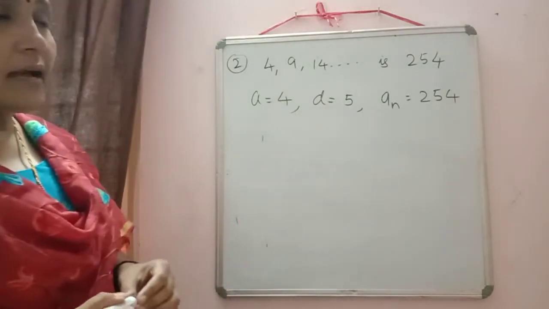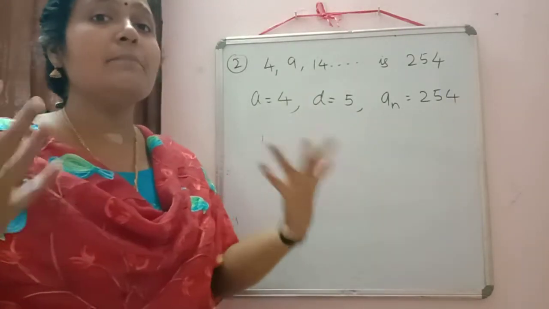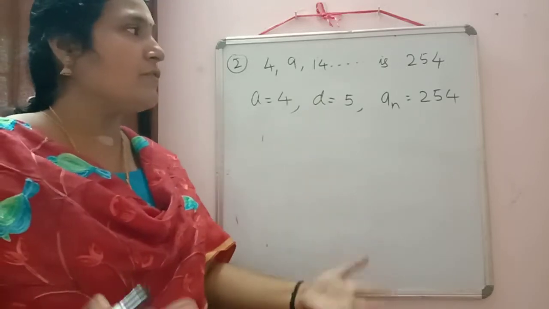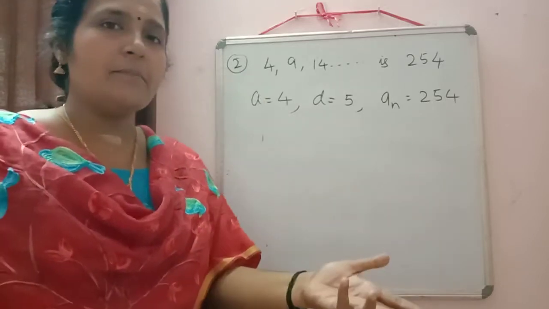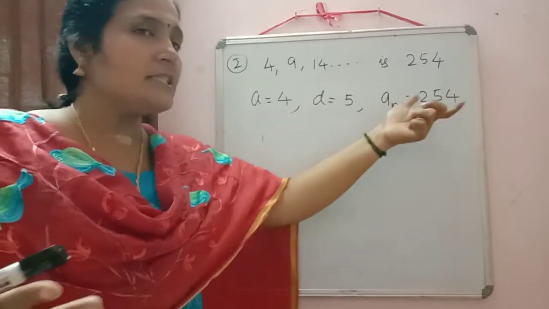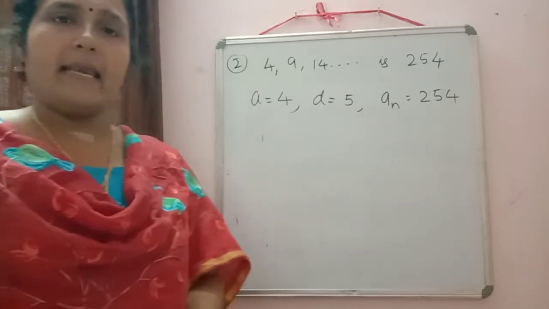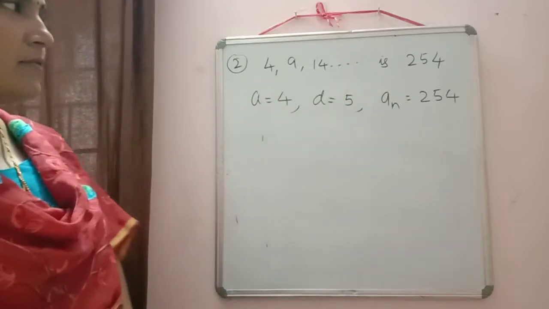Then what do we have to calculate? We have to calculate in which position 254 is. Whether 254 is in the third position, fourth position, or 12th position, we want the position of the number there. So we want the value of n. Using this information, we will calculate the value of n.